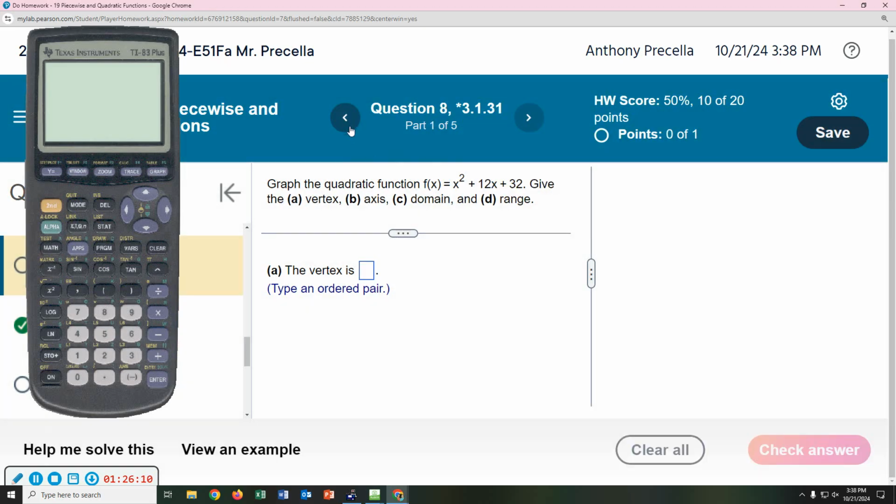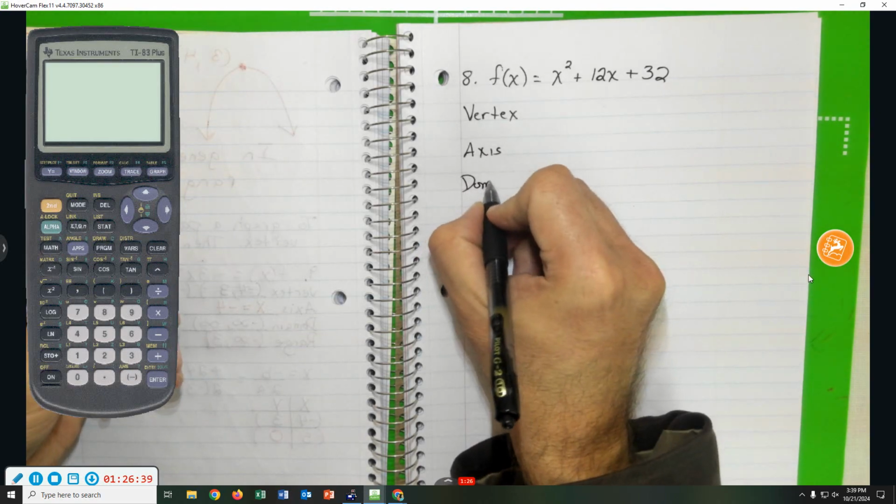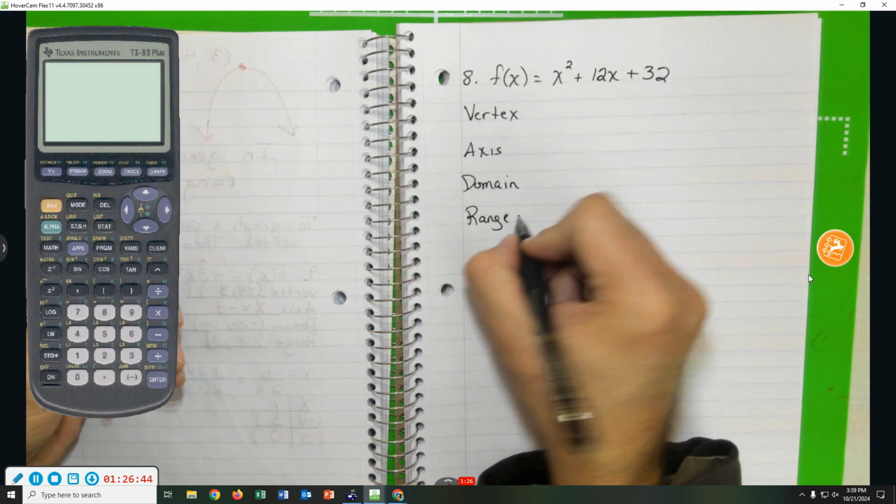I think 9 is probably the messiest one. Number 8, same type of problem. Graph the quadratic function f of x equals x squared plus 12x plus 32. Same instructions: vertex, axis, domain, and range. Which one can I fill in right now? Domain. Good.